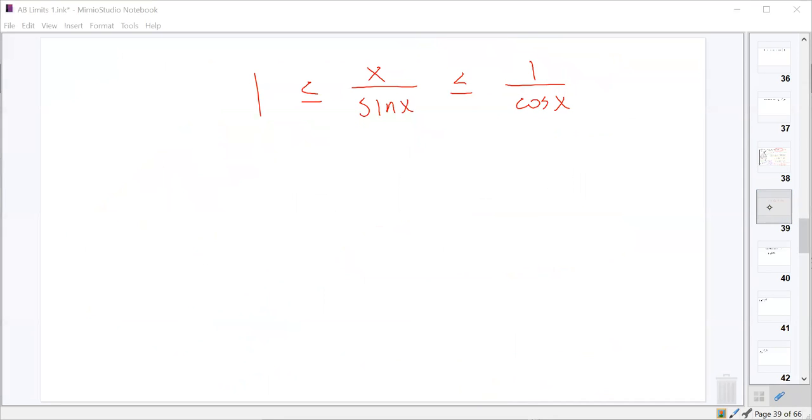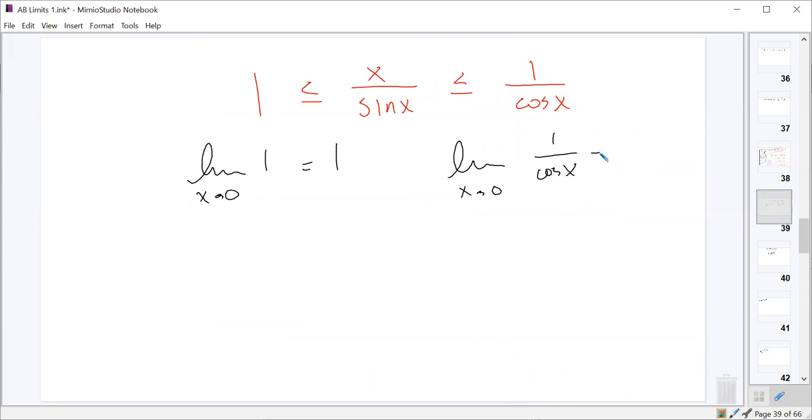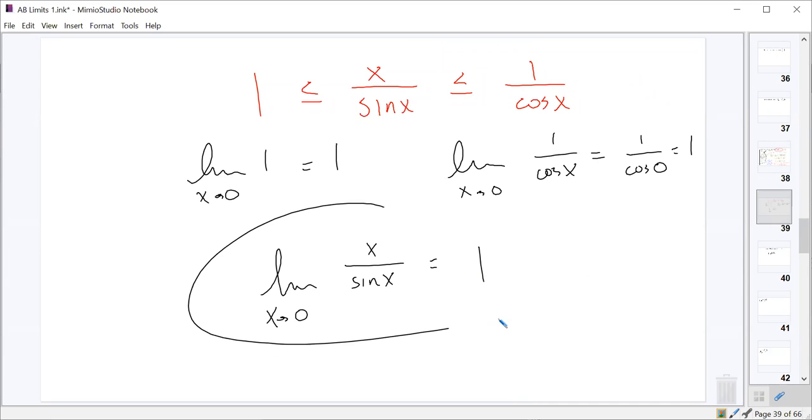What's the limit as x approaches 0 of 1? We already did that, right? It is 1. And what's the limit as x approaches 0 of 1 over cosine x? That would be 1 over the cosine of 0, which is 1. What does that tell you about the limit as x approaches 0 of x over sine x? It ought to also equal 1. So there's another one that you're going to want to know and have memorized. That the limit as x approaches 0 of x over sine x and the limit as x approaches 0 of sine x over x are both 1.